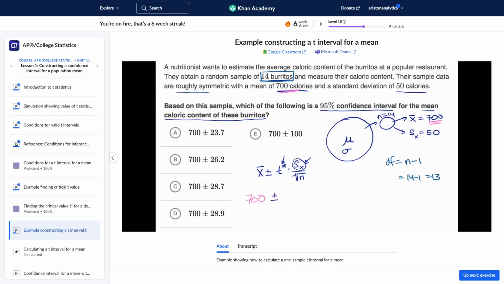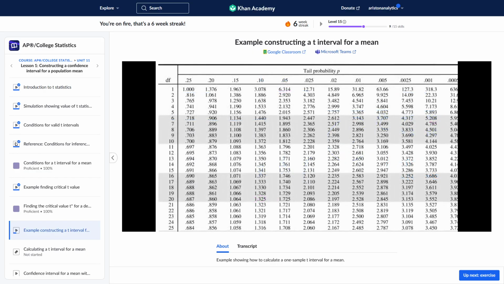So let's look at our t-table. 95% confidence interval and 13 degrees of freedom. So degrees of freedom right over here. So we have 13 degrees of freedom. So that is this row right over here. And if we want a 95% confidence level, then that means our tail probability. Remember, if our distribution, let me draw a little small distribution right over here.